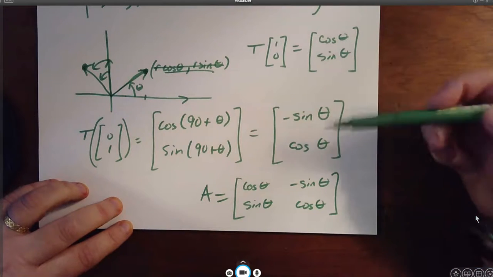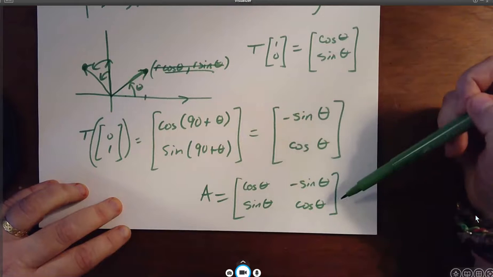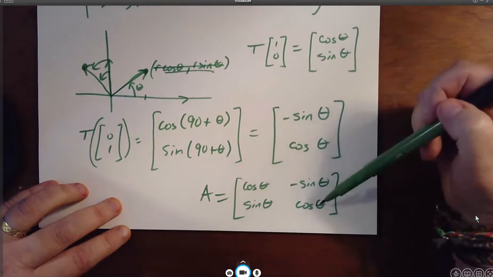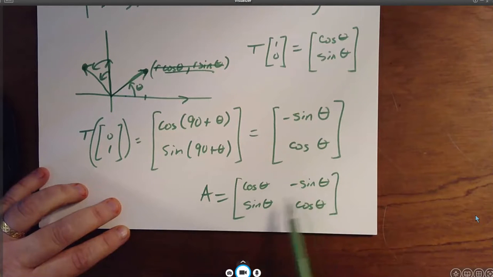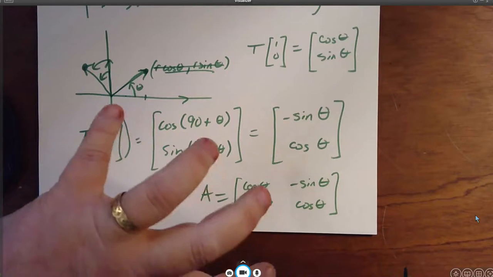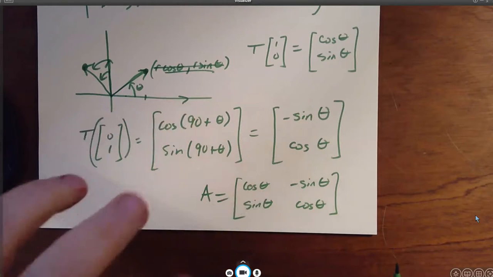What's really cool, if you notice, is if you took the determinant of this, you would get cosine squared minus the negative sine squared. So cosine squared plus sine squared, which is 1, which is kind of cool. So you know that it rotates, but nothing changes size.